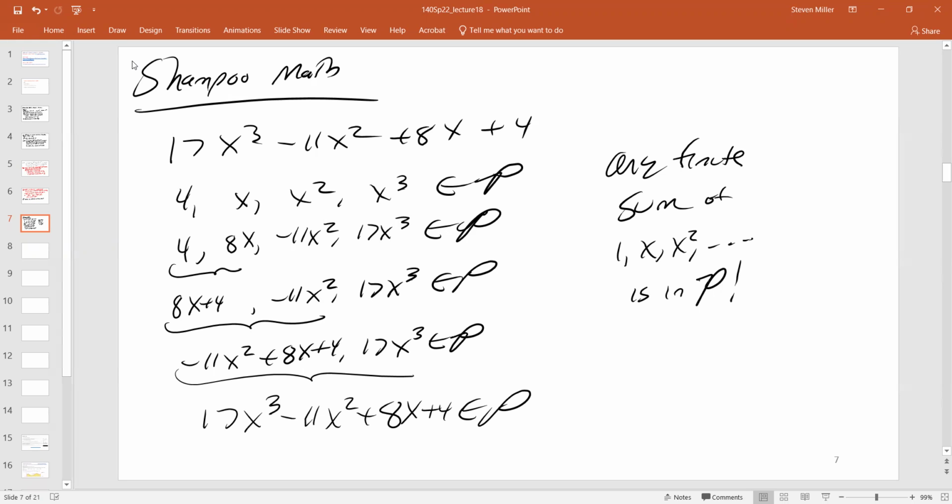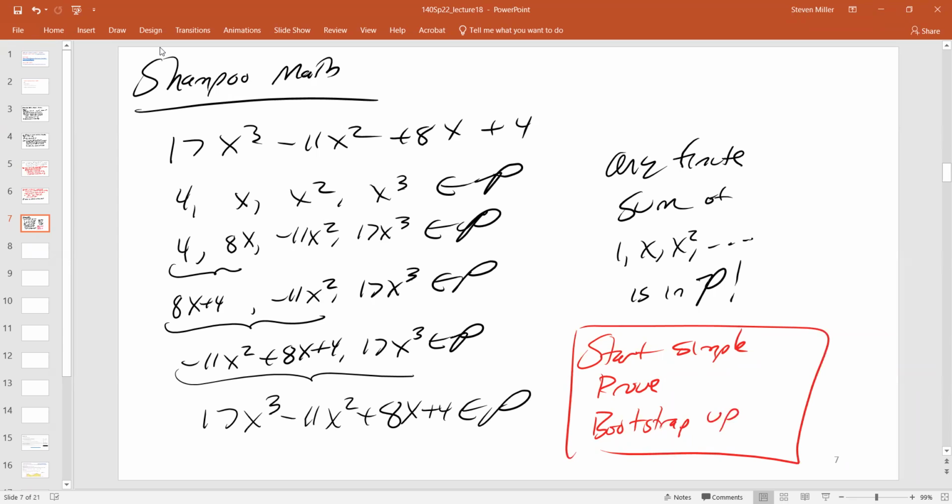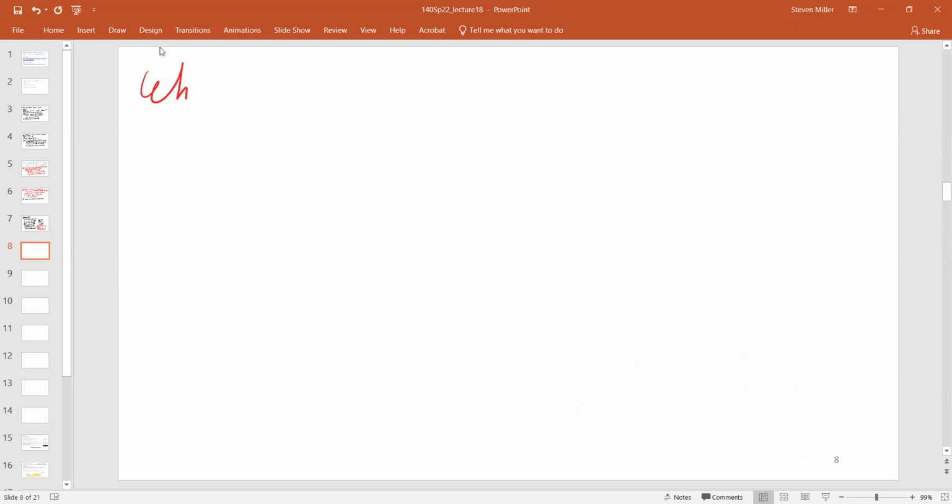What is the motivation? The general idea in mathematics is prove something in a simple space and bootstrap up. So I'll put this in red. Start simple, prove, bootstrap up. So we were able to prove the product rule for finite polynomials just by knowing that it worked for 1, x, x squared, x cubed, stuff like that. So this was a really nice result. So now the question is, what about infinite sums?